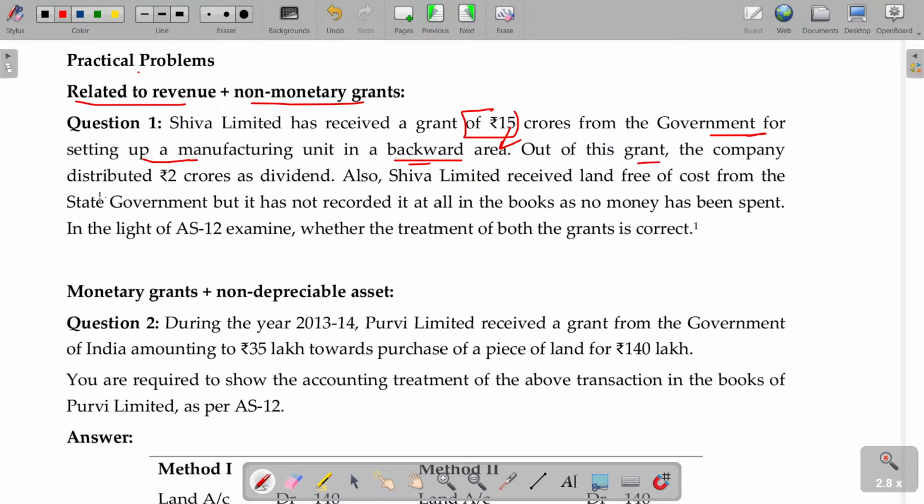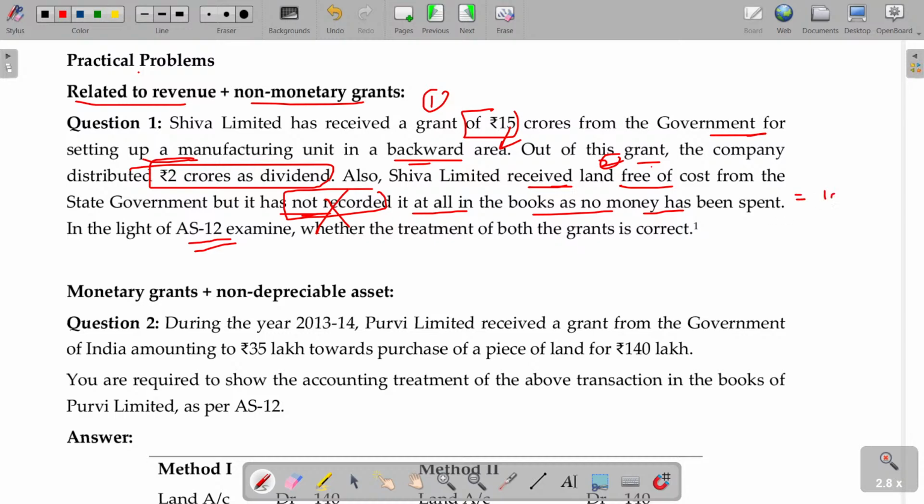Out of this grant, the company distributed 2 crores as dividend. Also, Shiva Limited received land free of cost from the state government. This is 1, this is 2. It has not recorded it at all in the books as no money has been spent. In the light of AS 12, examine whether the treatment of both grants is correct. The second one is wrong. It should not be left unrecorded.